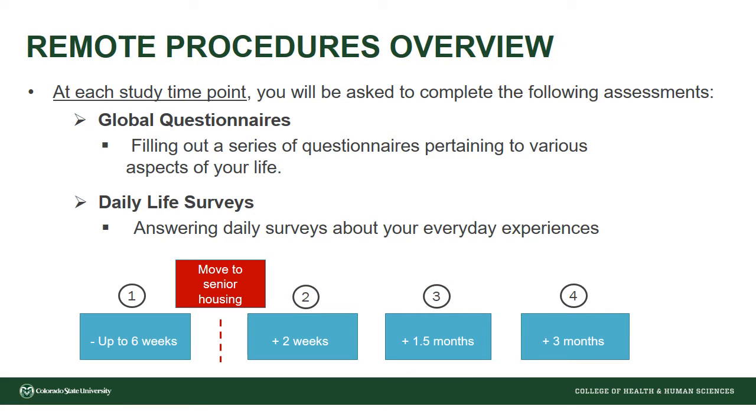At each of the 4 time points in the study, you will complete 2 types of assessments. The first are global questionnaires. These are a series of questionnaires pertaining to various aspects of your life. The second are daily life surveys. These are surveys about your everyday experiences.